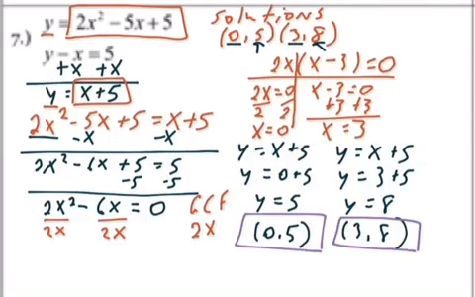If you would prefer to use the quadratic formula to solve for x, keep in mind your a value would be 2, your b value would be negative 6, and your c value would be 0. When you do the quadratic formula, you will still get an answer of x equals 0 and x equals 3, and then you will have to sub in to get your y values.